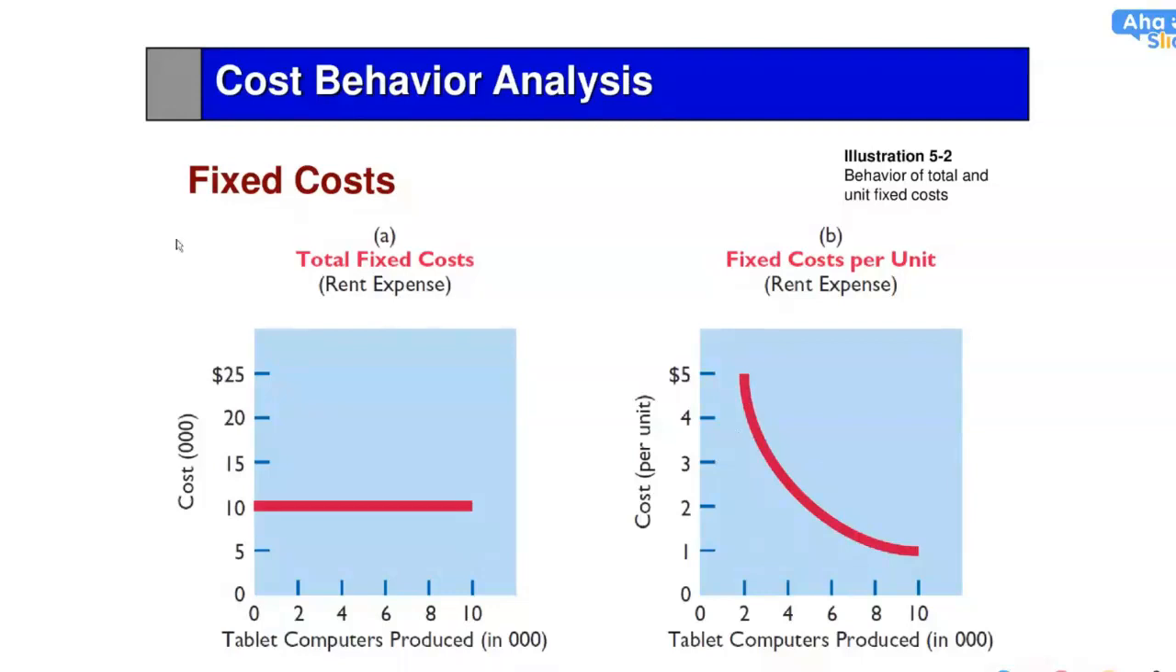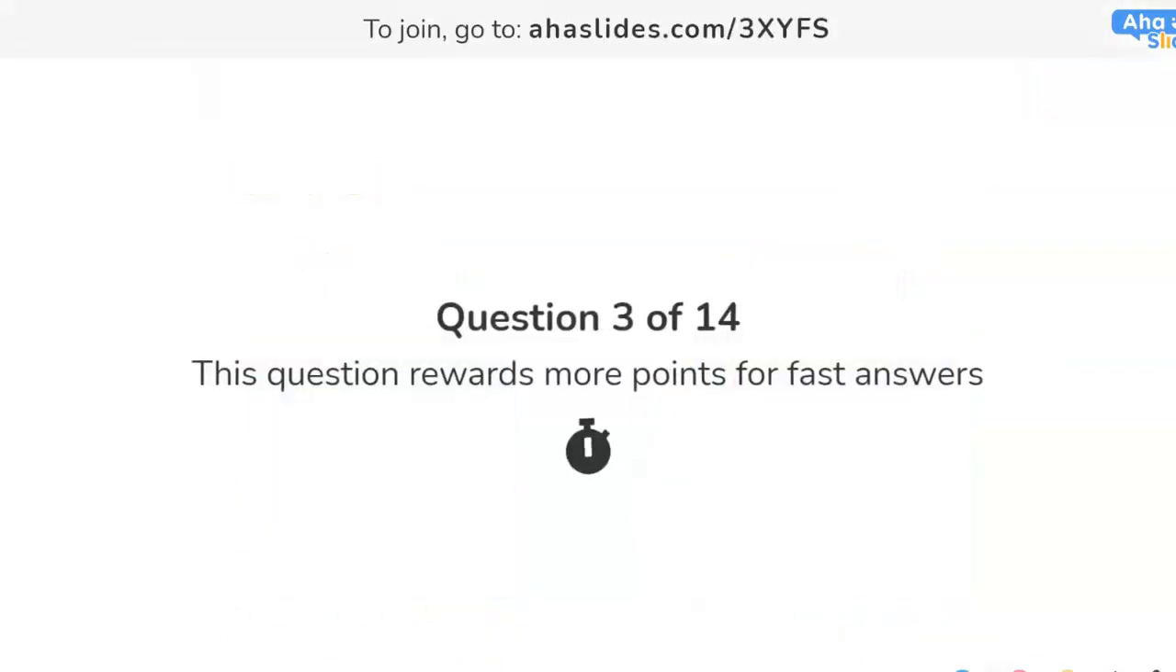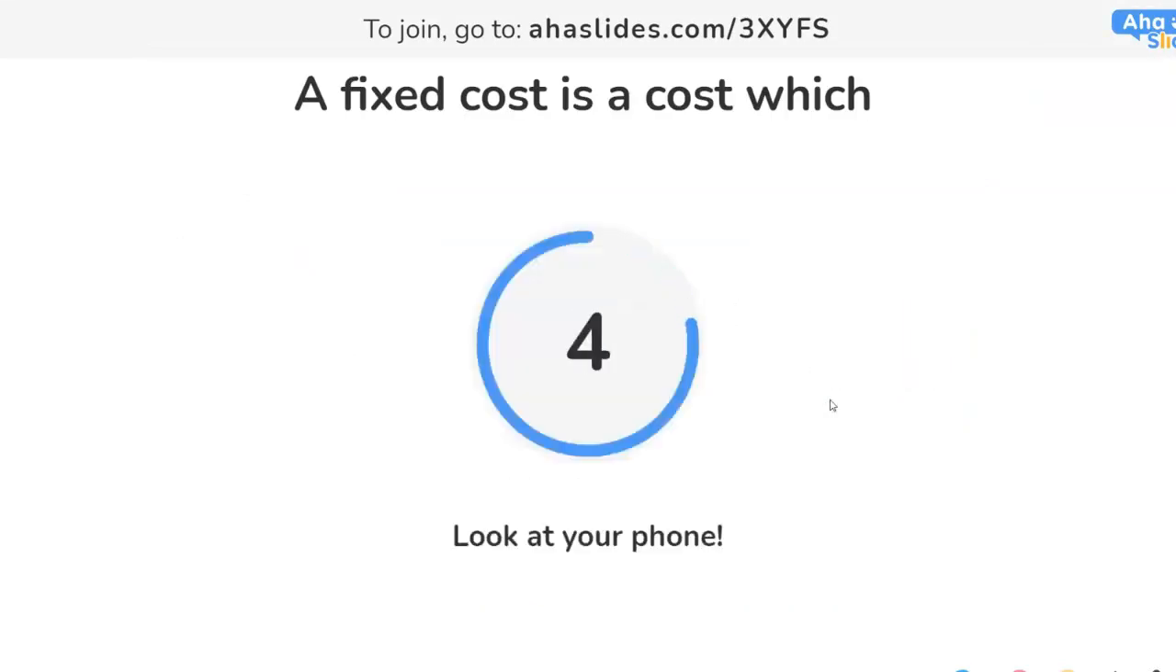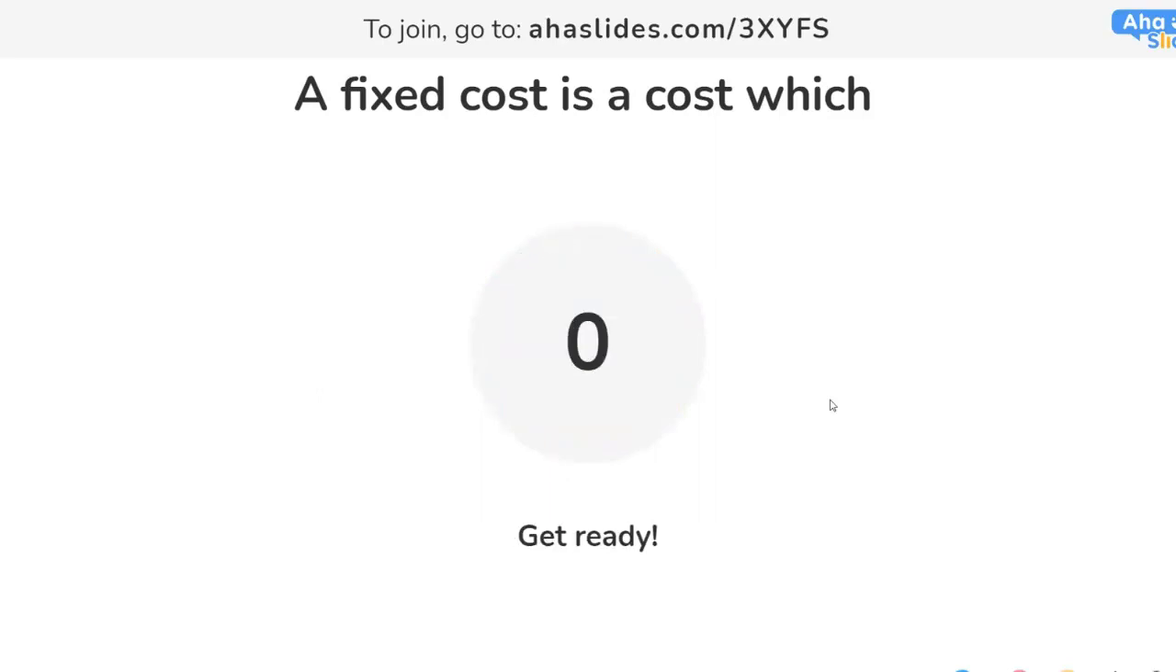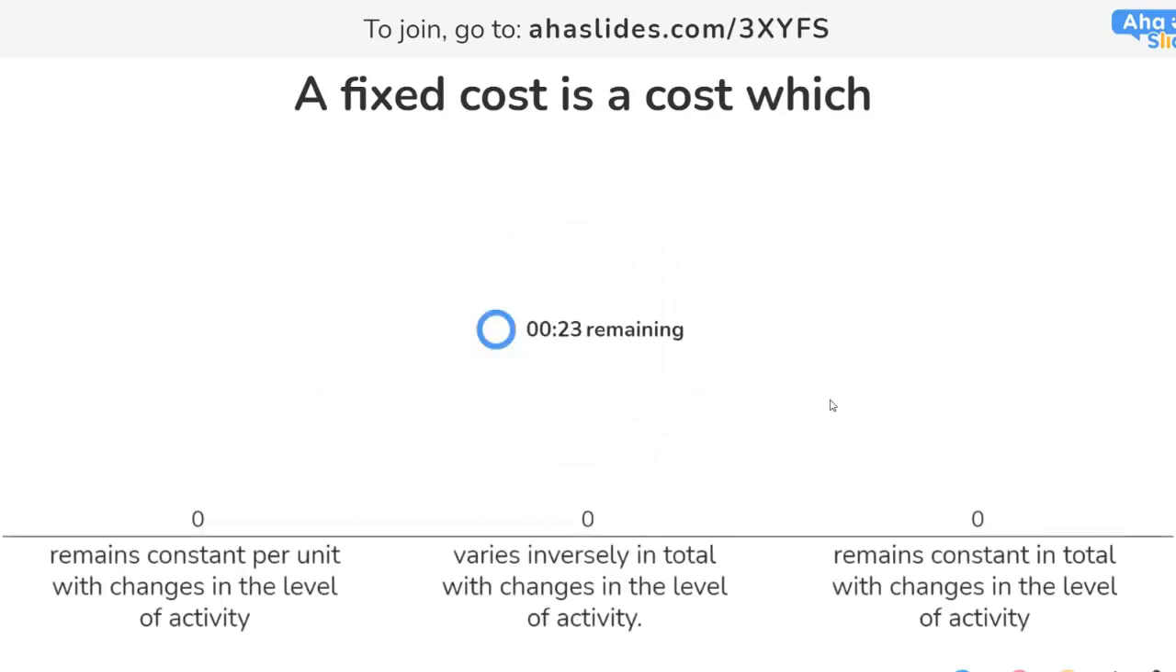So I have the nature of the variable cost and the fixed cost. So questions now. Please join in. Fixed cost is a cost which remains constant per unit with changes in level of activity, or varies inversely in total. It says remains constant in total with changes of the level of activity. Now pay attention to in total and per unit.